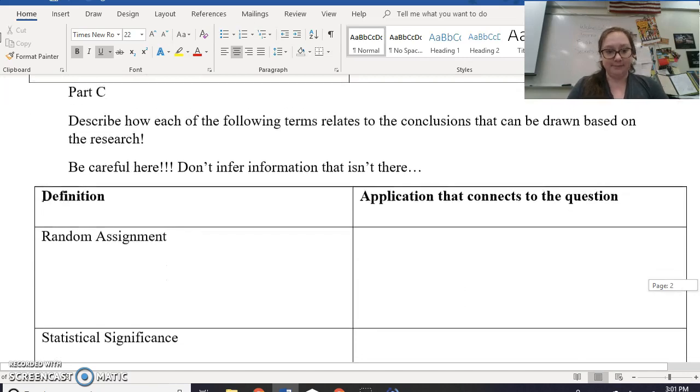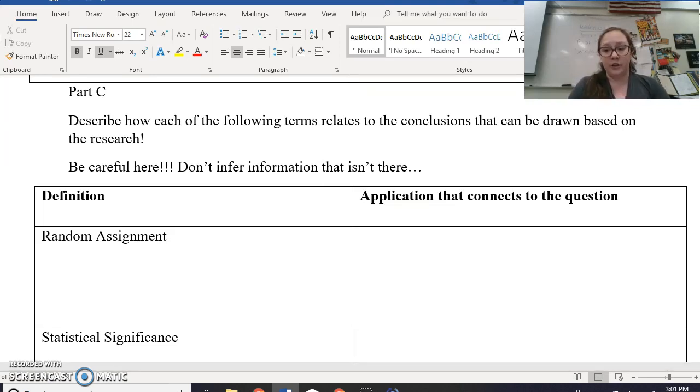Now, Part C, the final part. So you're going to describe each of the following terms as it relates to the conclusions that can be drawn based on the research. So this is where I can't stress this enough. Do not infer more information. The conclusion is very simple in this research scenario, and it's simple for a reason.